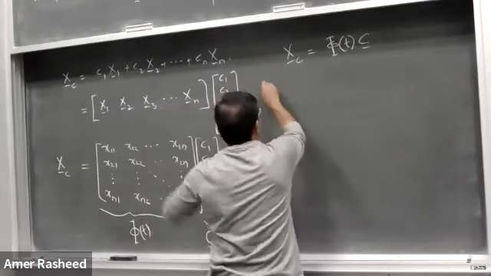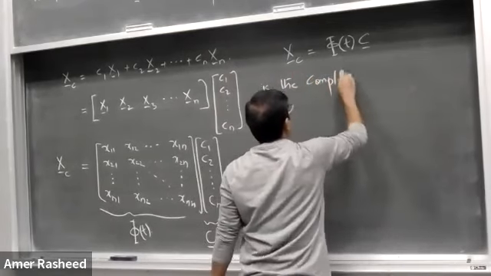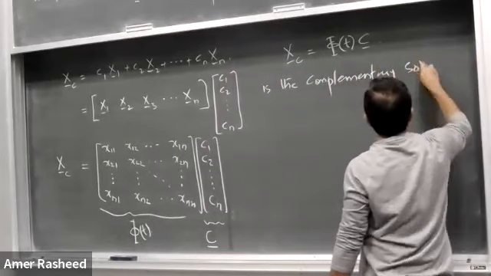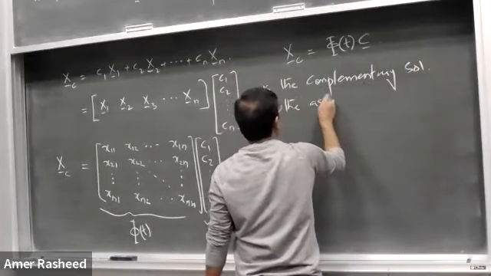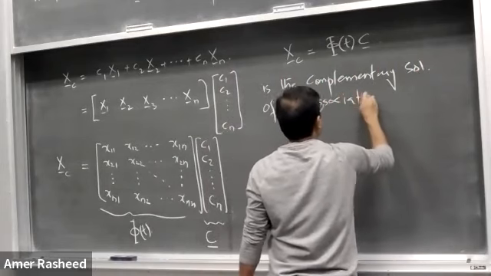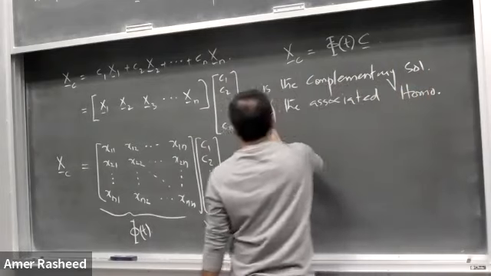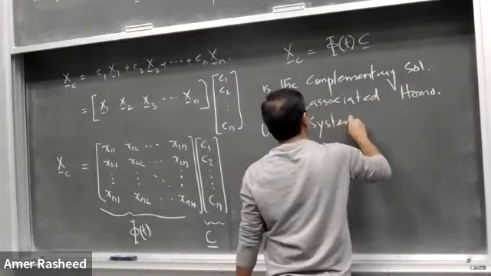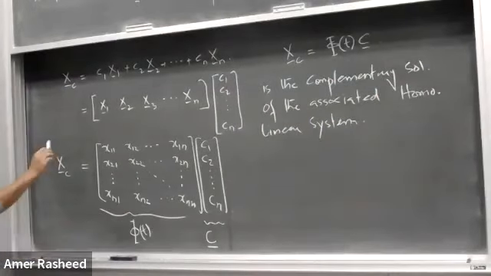So we can write the general solution of the associated homogeneous linear system in this form. This is the complementary solution of the associated homogeneous linear system. Okay, remember. Now, if you have any question till here, you can ask me.